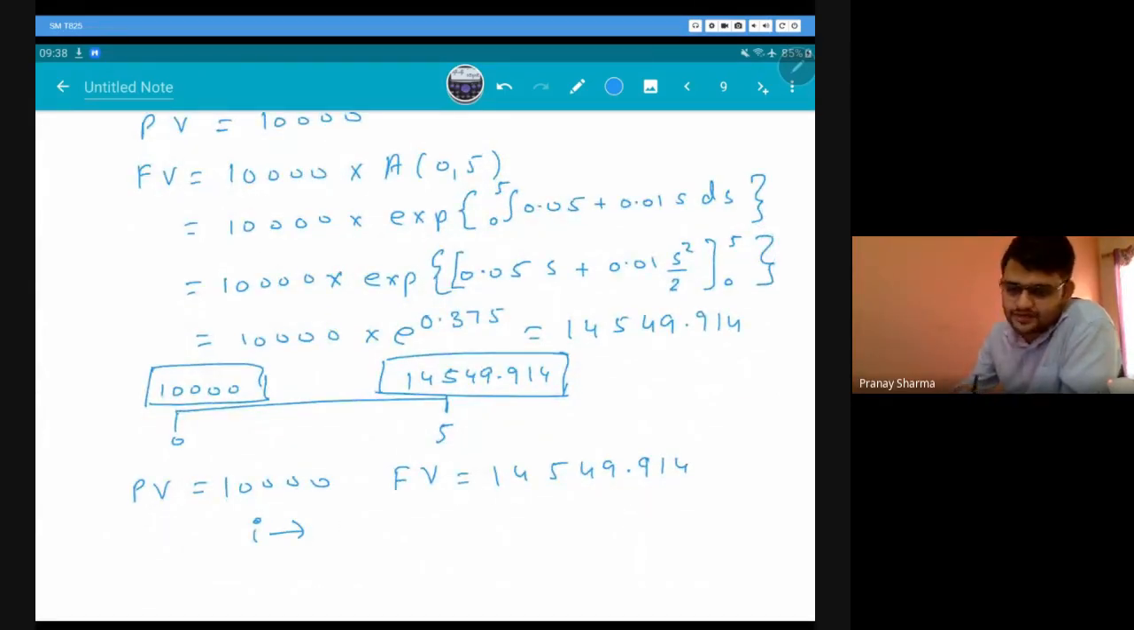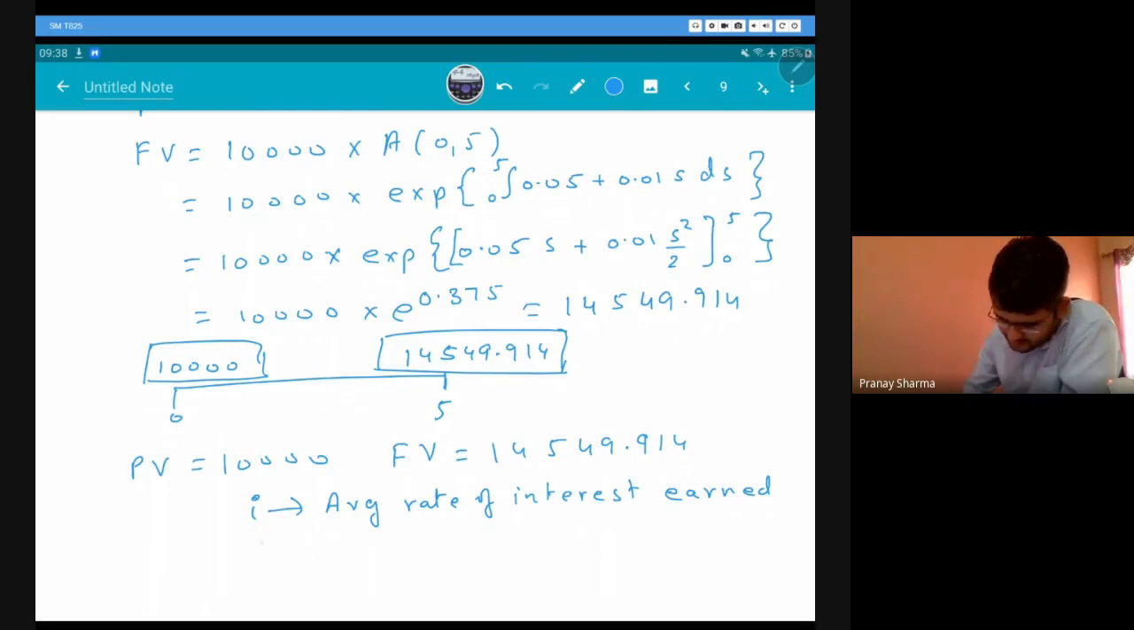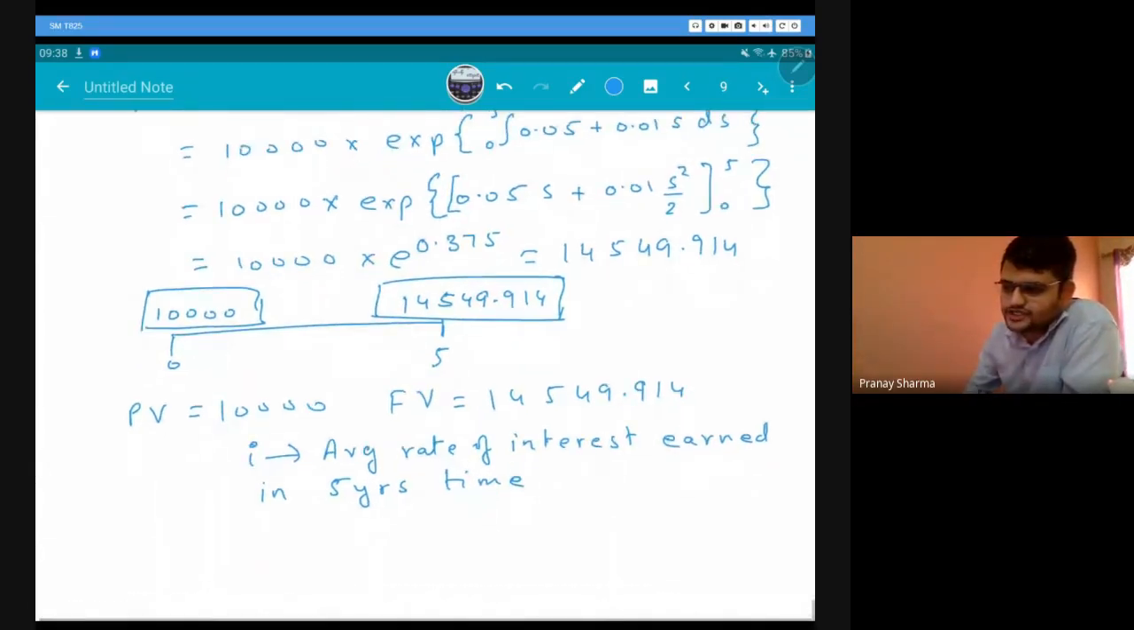Rate of return is same as rate of interest. I will be using the term rate of return a lot because we'll see later on what rate of return is, but rate of return is basically rate of interest. So we'll say average rate of interest earned in 5 years time. So in this investment time, how much average rate of interest did we actually earn?